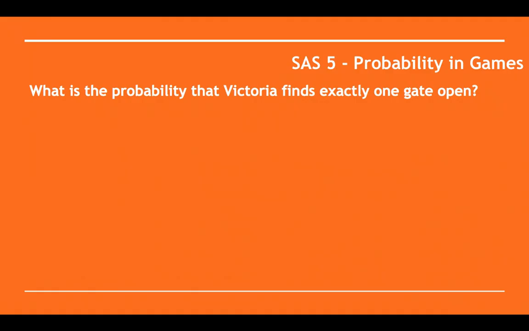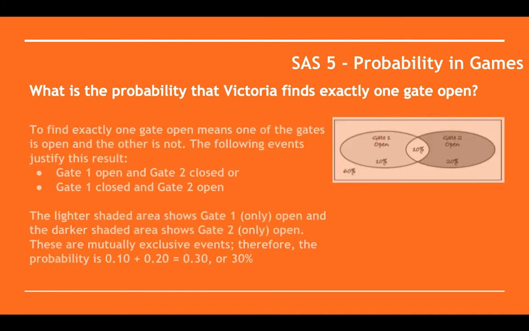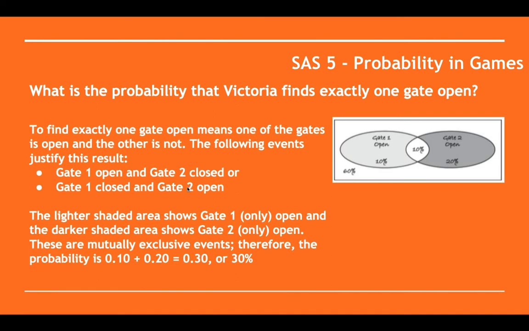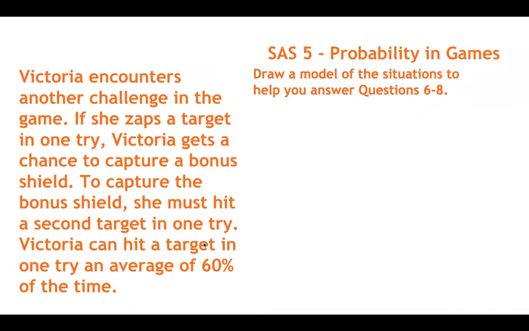What is the probability that Victoria finds exactly one gate open? We just discussed that. Gate 1 is open and gate 2 is closed, or gate 1 is closed and gate 2 is open. The lighter shade area shows gate 1 only. Darker shade, gate 2 only. You add them together, 0.1 plus 0.2 is 0.3, or 30%, just like I had described.